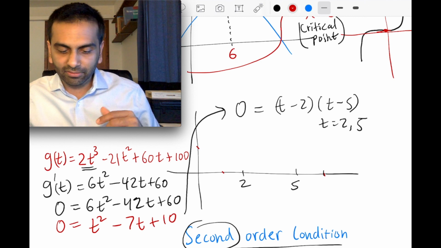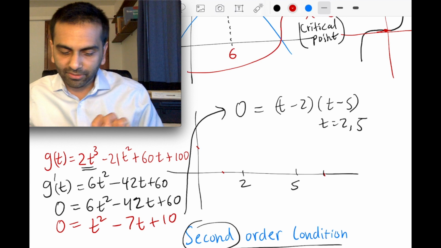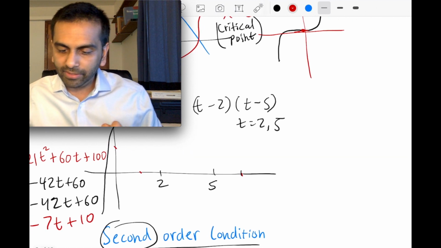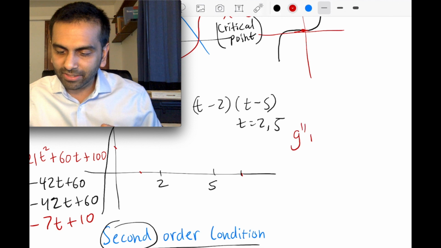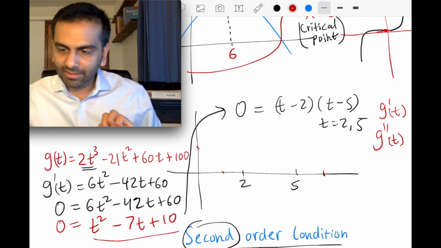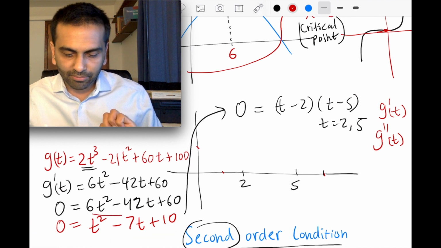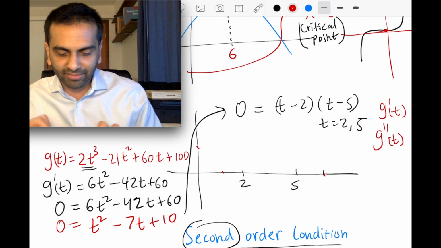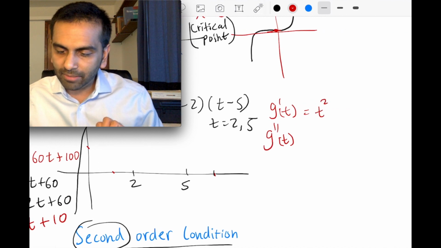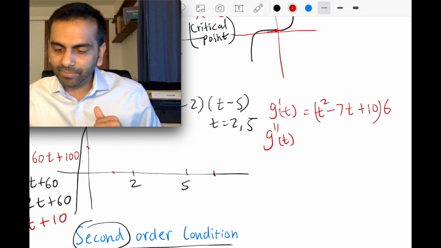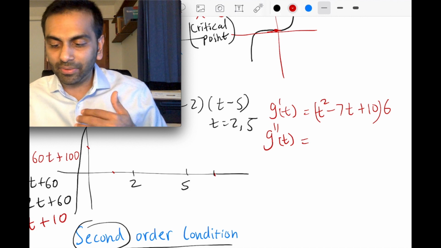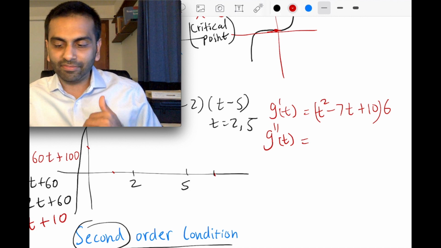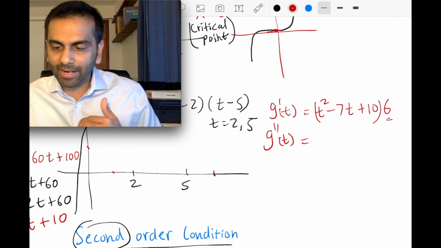So the second order condition, for that we find the second derivative. So the second derivative here, I'm just going to write this out over here. So g double prime of t, just to copy the first derivative, we got it all the way down to this guy, t squared. Technically before we divided by the 6 we had this, but even after we factored out the 6 we had it down to t squared minus 7t plus 10. And like I said, technically the first derivative was that times 6. Then when we take the second derivative, meaning the derivative of that, the 6 can just sort of go along for the ride. It really doesn't matter here.